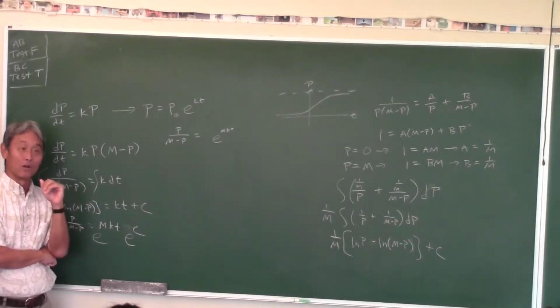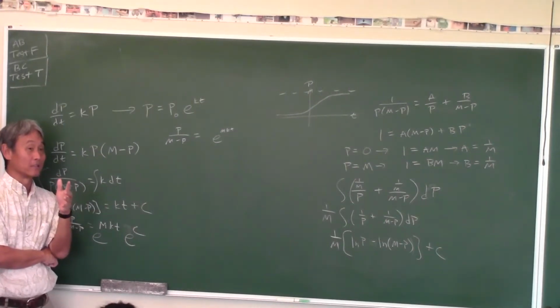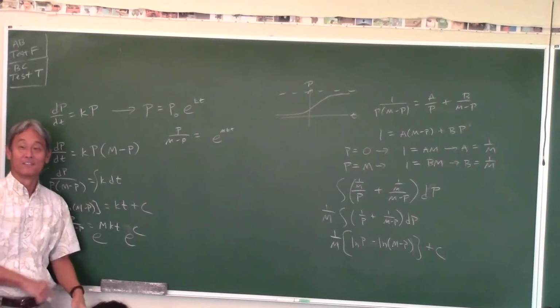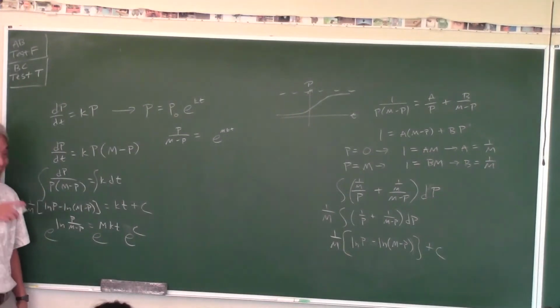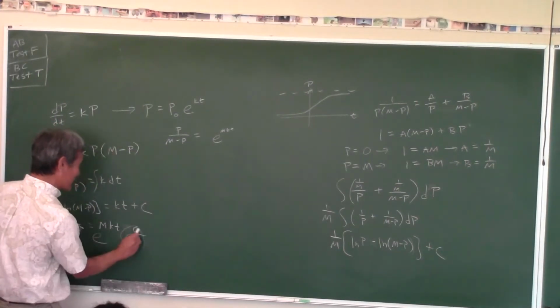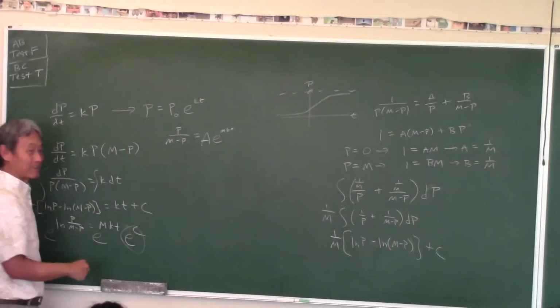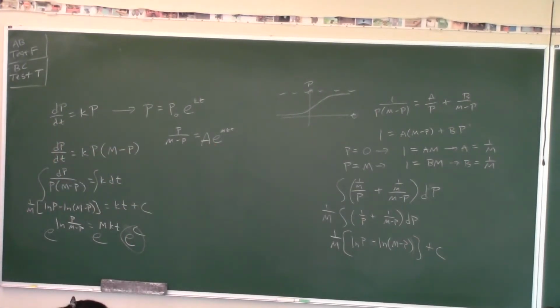P naught. No. A. Who said that? Angelo? Yeah. Why? Because that's constant. Thank you. There you go. So you read the book, you learned something. We're going to call this constant A, because that's what the book calls it. Okay, but we're not done yet.